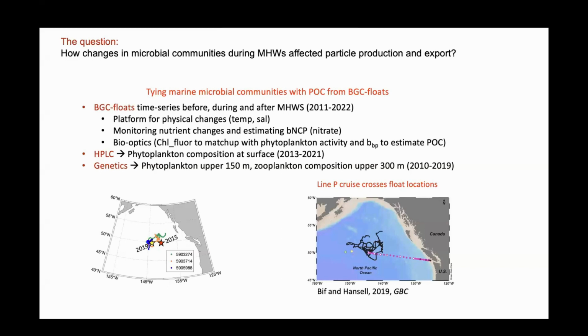So we have genetics for phytoplankton for the upper 150 meters, and zooplankton and protozooplankton for the upper 300 meters, because you're going to see that POC really changed in the mesopelagic, and we were interested in understanding if there was a role of zooplankton grazing and respiring in the mesopelagic.